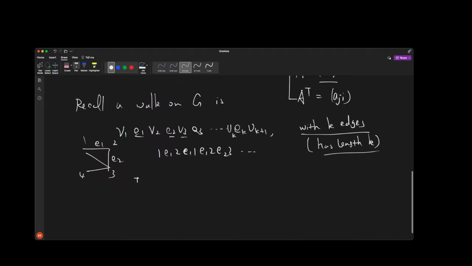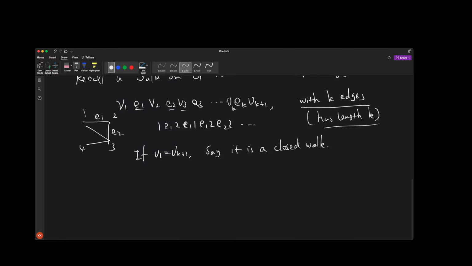So furthermore, if v1 equals vk plus 1, so if the starting vertex and the ending vertex are the same, we say this walk is a closed walk. Okay, so we will show that the adjacency matrix will help you to count walks, which is really cool. So let me prove a theorem.